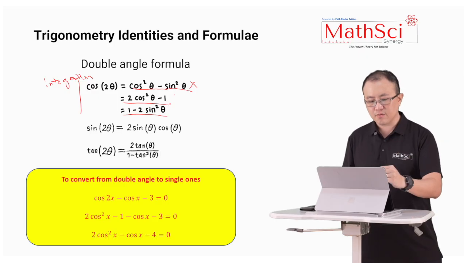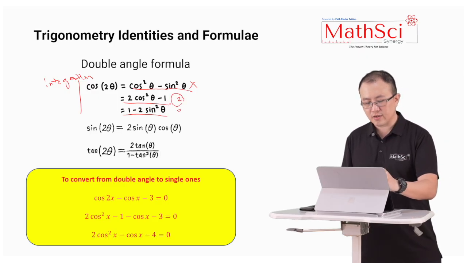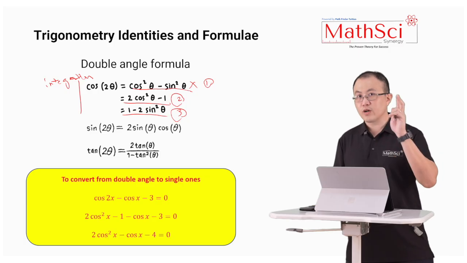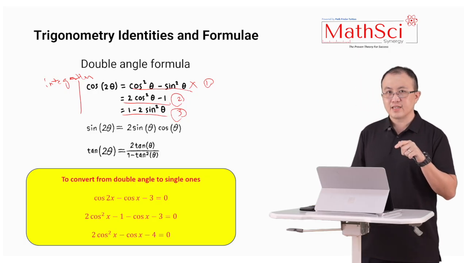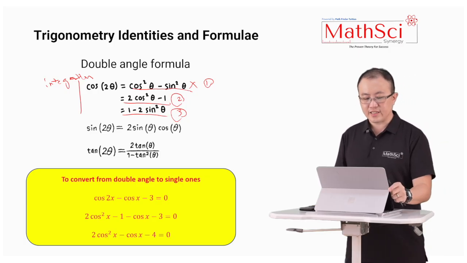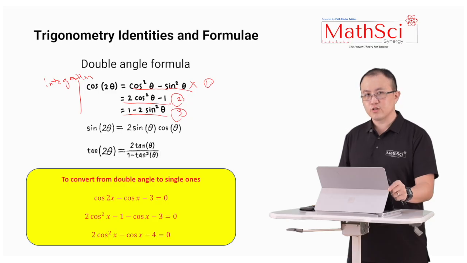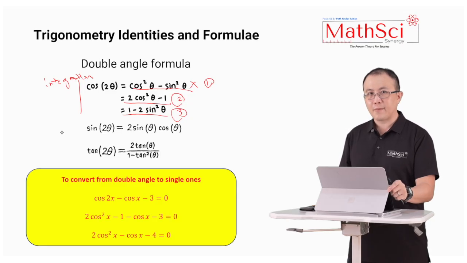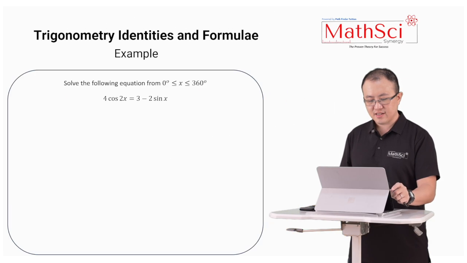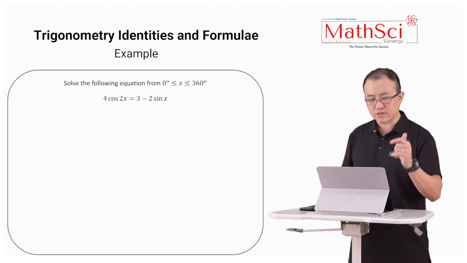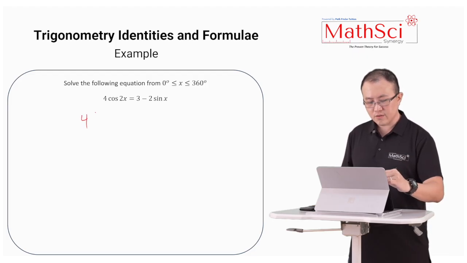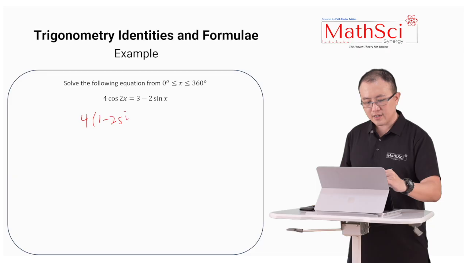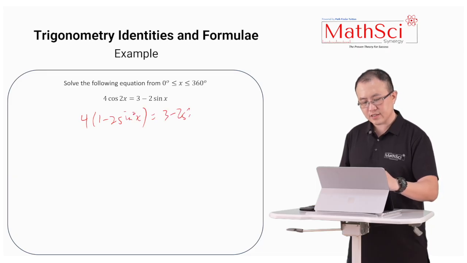But the second and third forms, numbers 2 and 3, are quite commonly used in equation solving, like in this question. So for this question, I'm going to use the third one, 1 minus 2 sine square. Okay, so I'm going to change it to 1 minus 2 sine square equals to 3 minus 2 sine x.